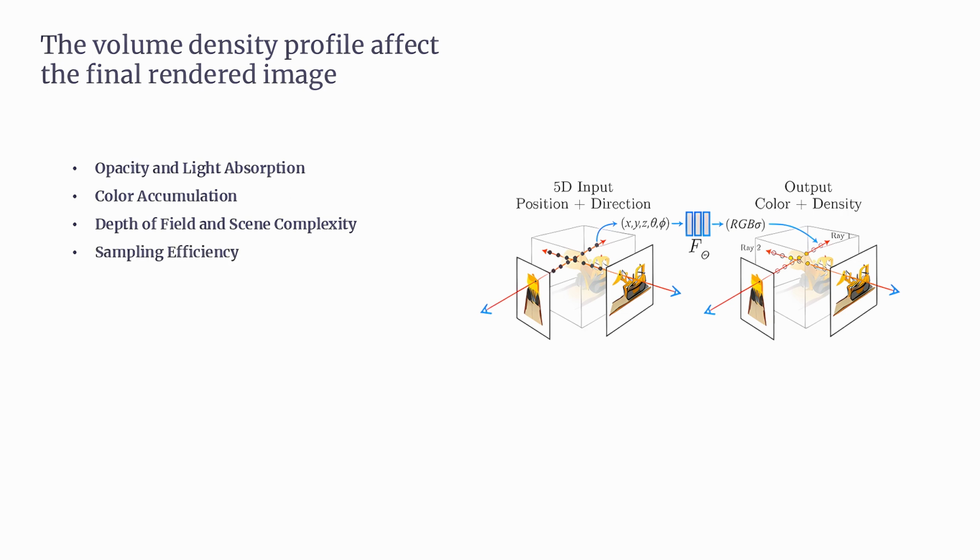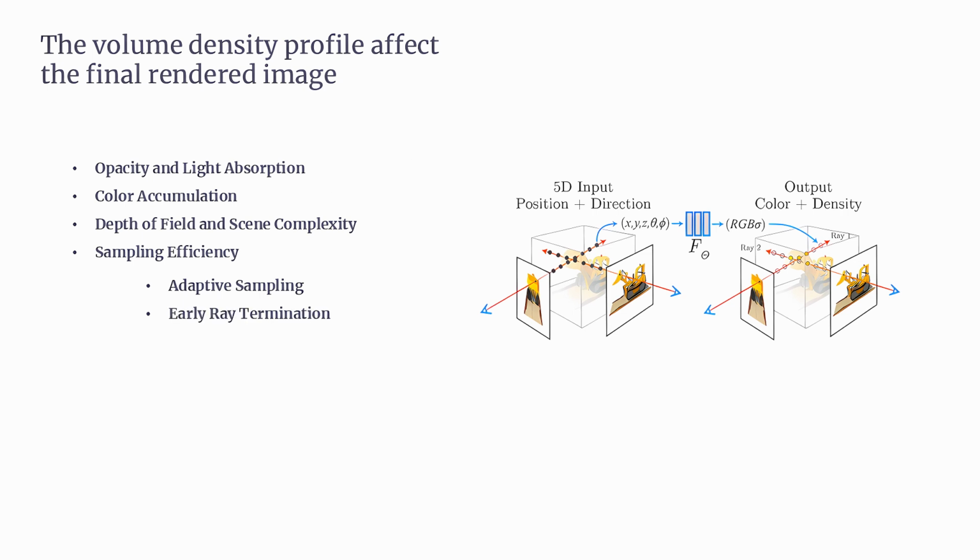The fourth. Sampling efficiency. 1. Adaptive sampling. NeRF uses the volume density profile to guide adaptive sampling. In areas with high density, where light absorption or scattering is greater, the model will take more samples to accurately capture the effect. In areas with low density, fewer samples are needed. This optimization reduces the computational load while still maintaining the quality of the image.